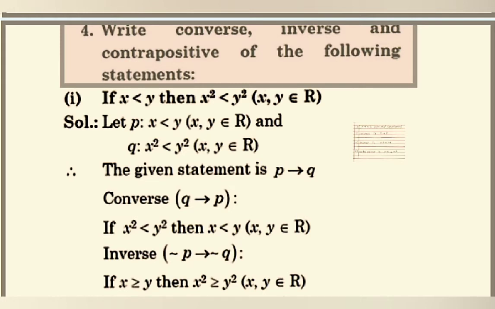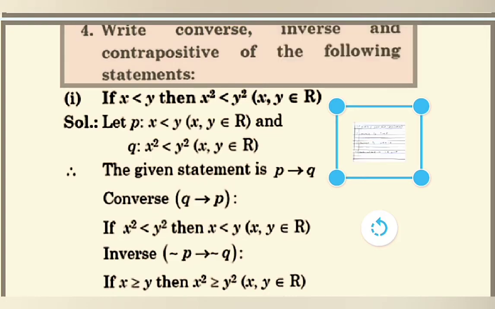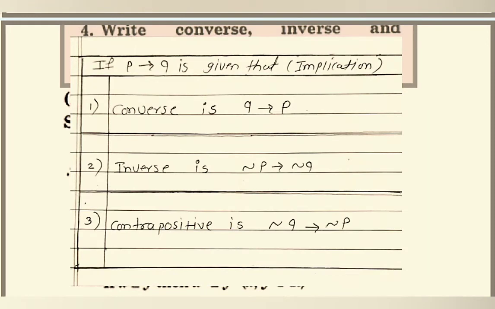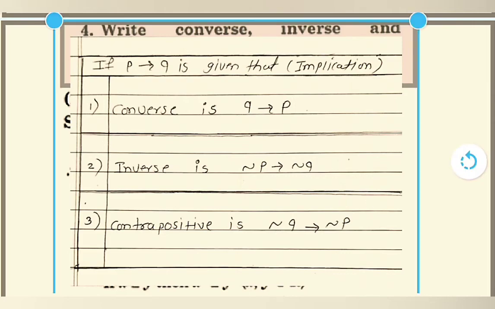Before starting the solution, let's see the table. If the statement is an implication, then converse means, if the statement is in the form Q implies P, then we say converse. Inverse means negation P implies negation Q. This is the inverse, remember. And contrapositive means negation Q implies negation P. Three points here, remember, and solve the example.